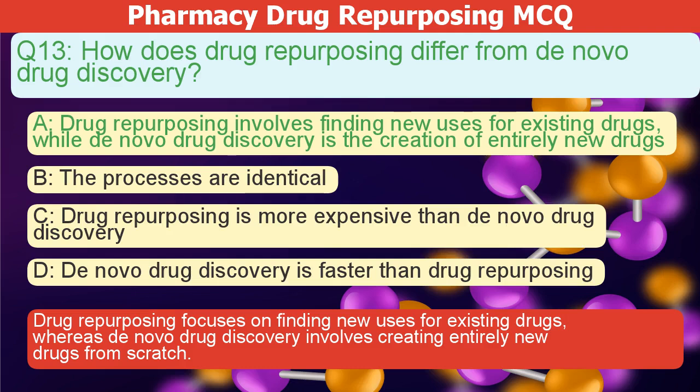Drug repurposing focuses on finding new uses for existing drugs, whereas de novo drug discovery involves creating entirely new drugs from scratch.